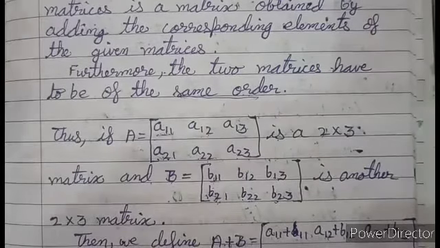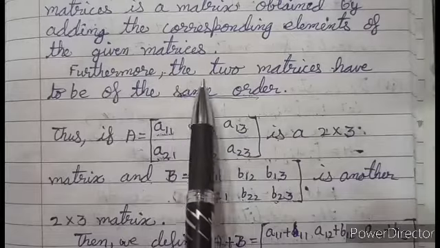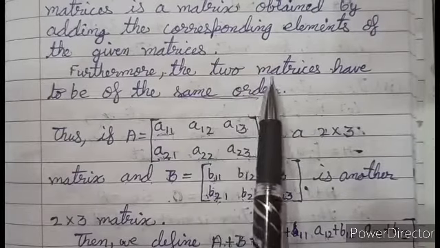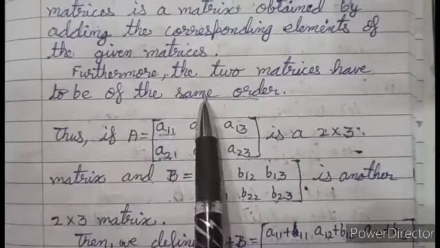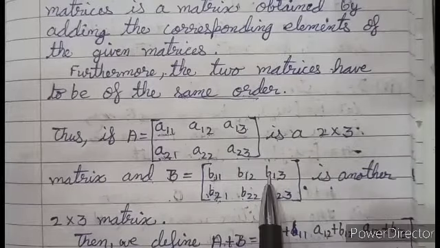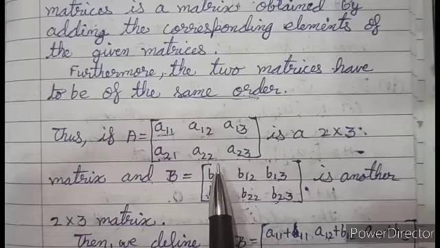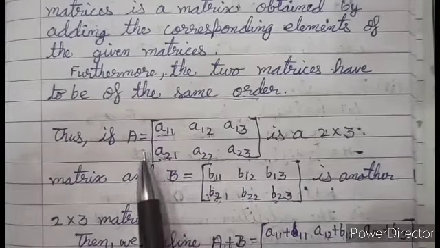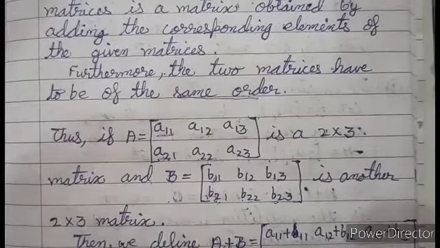Now the sum of matrices is defined if, first of all, the two matrices are of the same order, and here I have two matrices A and B of the same order 2 by 3. So we can add these matrices. Now what will be the sum of the matrices?